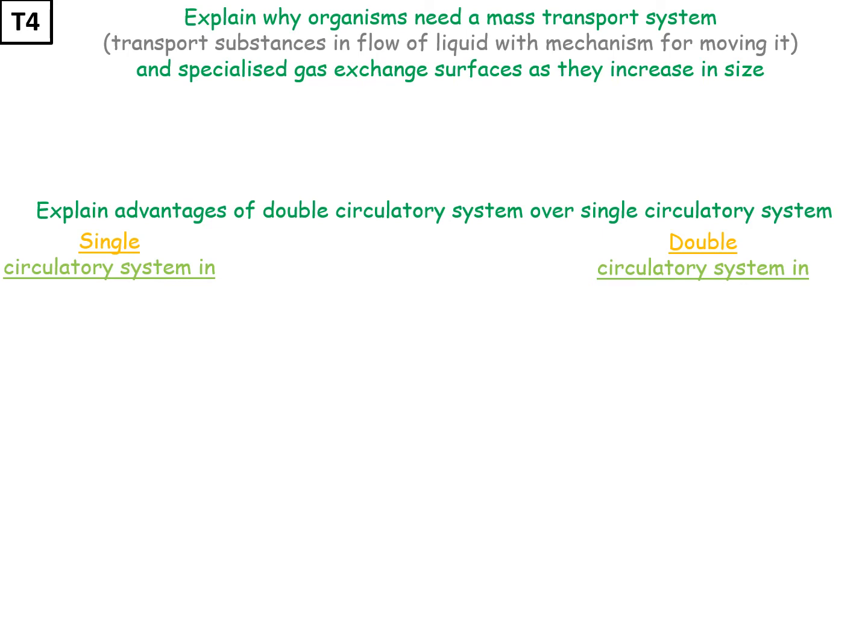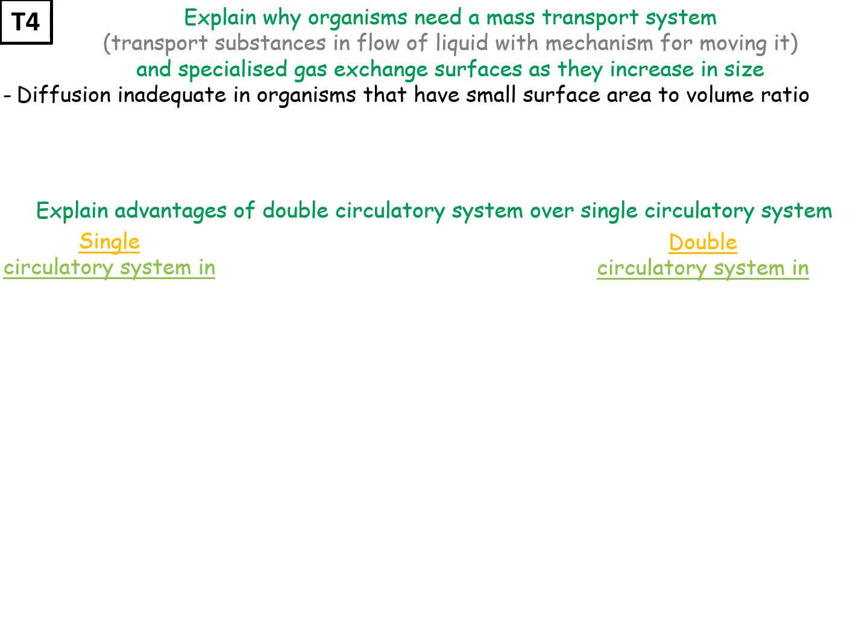Organisms may also need a specialized gas exchange surface when they increase in size, and that's because the specialized gas exchange surface increases the surface area to volume ratio, because being a larger organism, their surface area to volume ratio is small. Diffusion is inadequate in organisms that have a small surface area to volume ratio, for instance, large organisms.